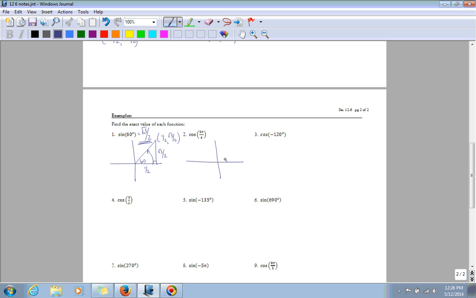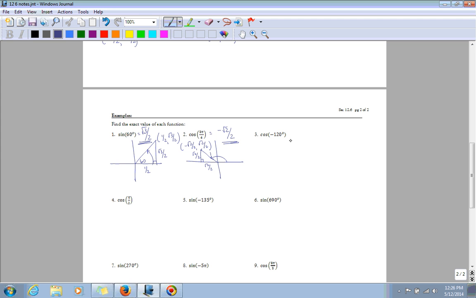Cosine of 3 pi over 4. 3 pi over 4 lands in the second quadrant, halfway. That's a 45, 45, 90 triangle. So each of the side lengths is square root of 2 over 2 for your unit circle. That means the coordinate of this point is negative square root of 2 over 2 and then a positive square root of 2 over 2. That means the value of cosine of 3 pi over 4 is the x coordinate, which is negative square root of 2 over 2.